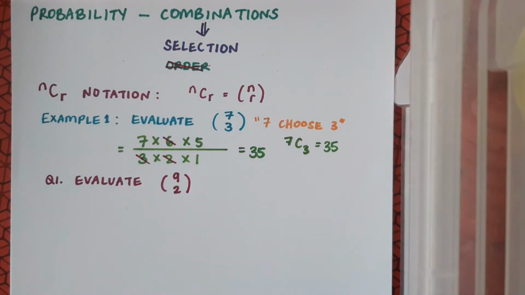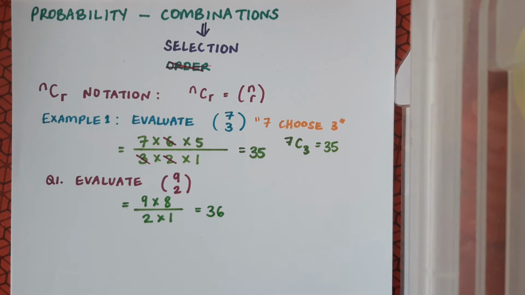So your turn now, evaluate 9 choose 2. Do it on the calculator first to make sure that you know how to use the buttons, and then work it out manually yourself and see if you get the same answer. Pause the video now and go ahead and do that. So this one's super easy. So in this case I've got 9 by 8 over 2 by 1, and the answer comes out as 36, which you should also get in the calculator by typing in 9 choose 2.